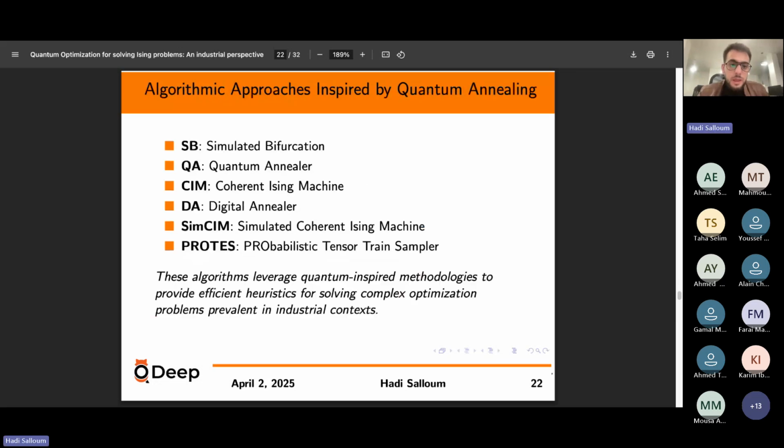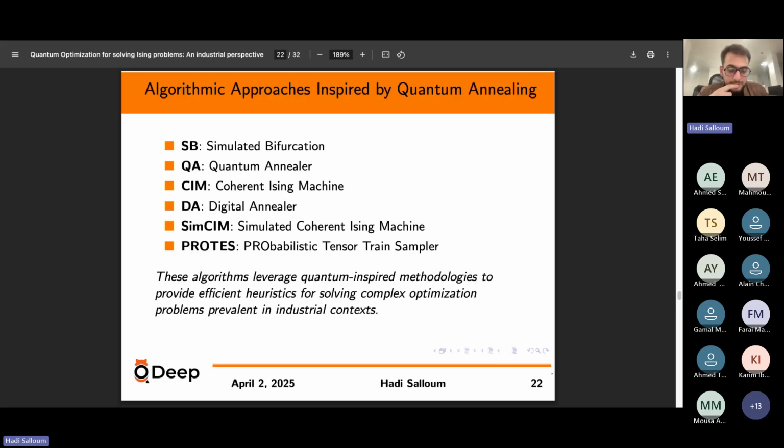Besides hybrid quantum computing, there are algorithms inspired by quantum annealing, like simulated bifurcation from Toshiba, the coherent Ising machine, and SimCIM, the simulated coherent Ising machine from QBot. QBot is our competitor right now in Russia. Right now, our solver competes with SimCIM, and we provide better results.